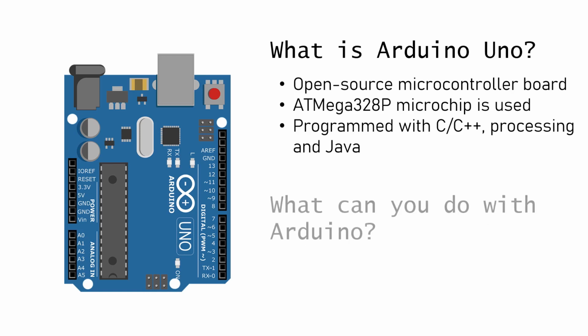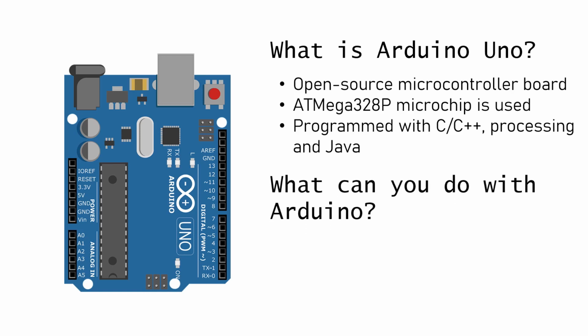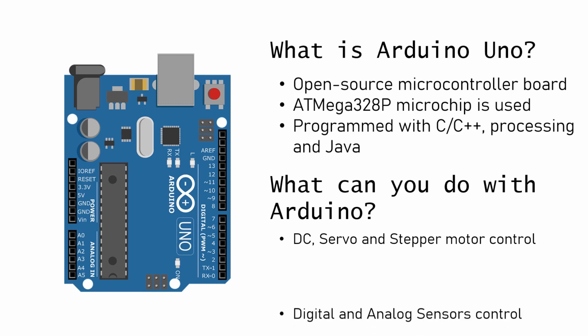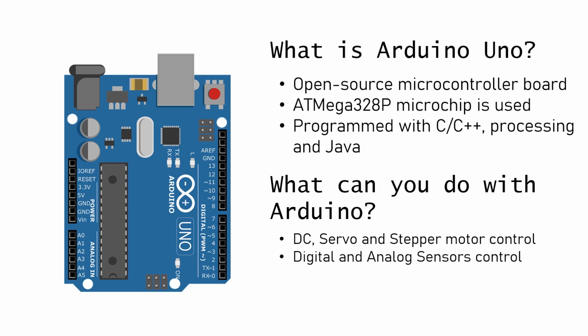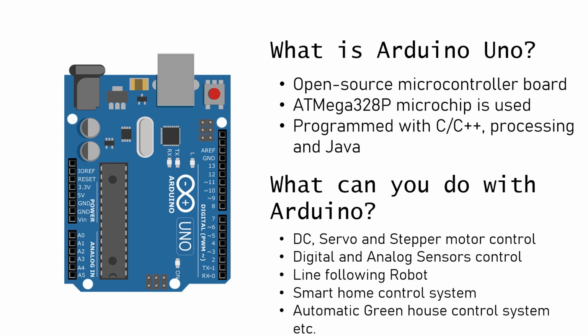What can you do with Arduino? DC, servo and stepper motors can be controlled. Digital and analog sensors can be controlled. Line following robot, smart home control system, automatic greenhouse control systems and many more projects are made with Arduino UNO.